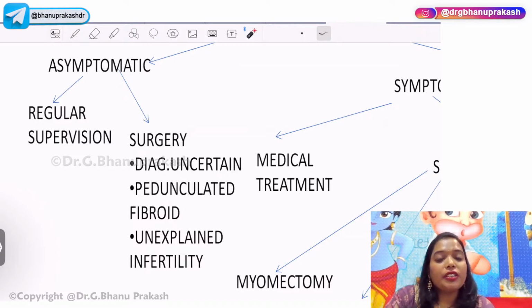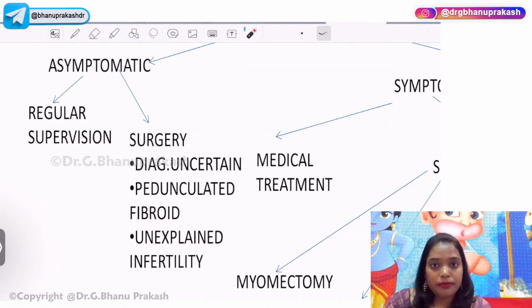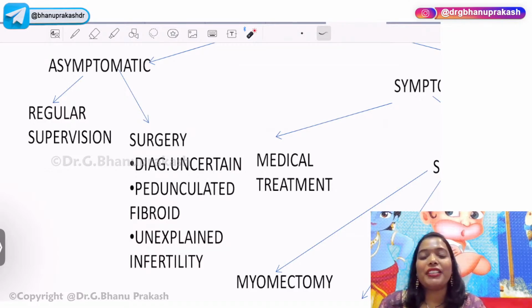So when do you go for surgery? When the diagnosis is not certain. When it is a pedunculated fibroid. When you have unexplained infertility. Whatever might be the size of the fibroid, if they don't have symptoms, don't remove it. Fibroids are like with a bindass attitude, live and let live. You also stay, we also stay, we will stay together, right? And in menopause, anyway, fibroids are estrogen and progesterone dependent. So in menopause, fibroids will regress in size.